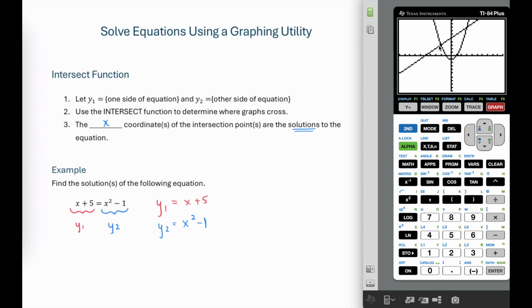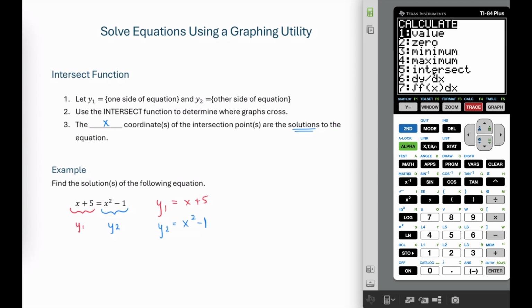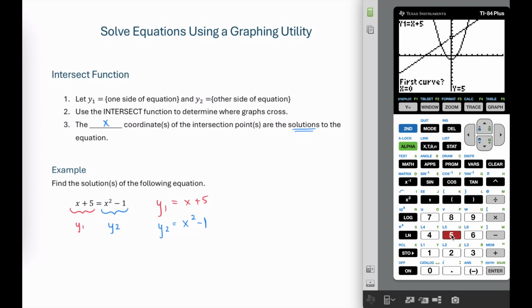In order to determine what these intersection points are, we're going to need to access the Calculate menu. To access Calculate, we hit Second and then the Trace button. The intersection is number 5 on this list, so we can either arrow down to that or just hit number 5. And then the calculator requires a little bit more input.